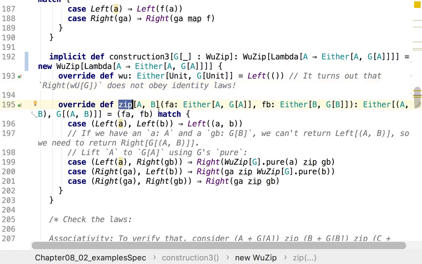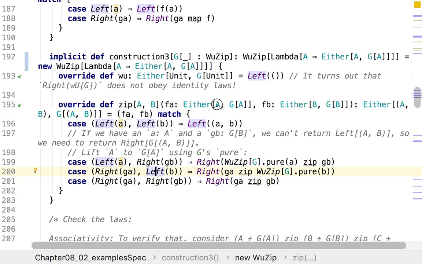How do we define the zip method? Well, the zip needs to take either G of A or either G of B, and return either of this, A B, or G of A B. So clearly we have several possibilities here. We can have a left-left, we can have a left-right, and so on. So let's match on all these possibilities. So we have 4 cases.